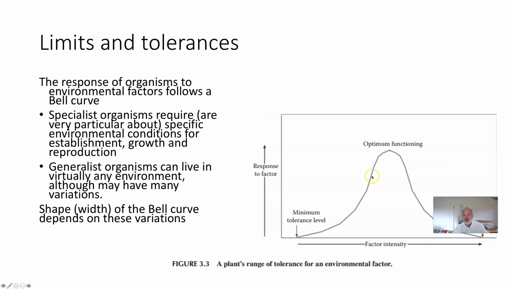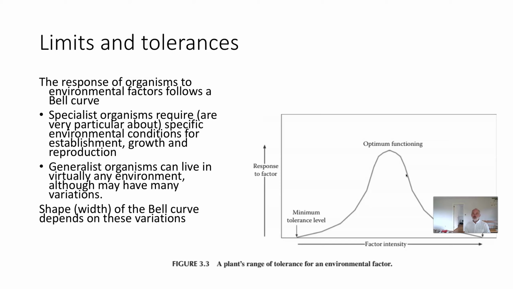And it starts to really take off, and you get to a point where the plant's got enough of that factor. It doesn't need any more. In fact, then it gets to the point where there's too much of that factor, and you pass the optimum functioning, and you start to get less response because you've essentially got too much of a good thing, right? And eventually you get to the point where you exceed the tolerance, you exceed this maximum tolerance level.